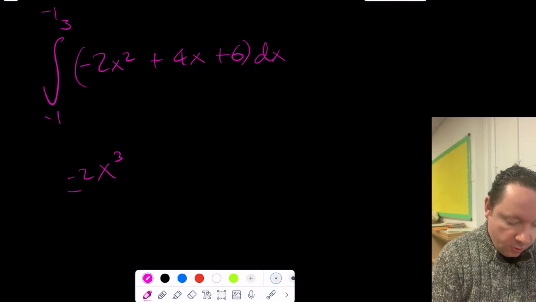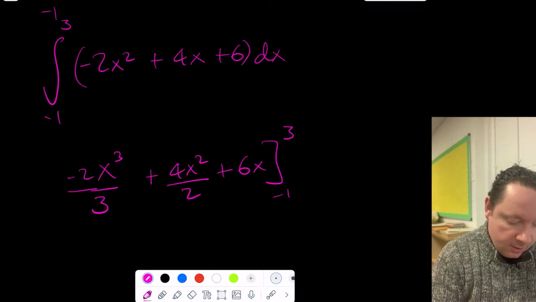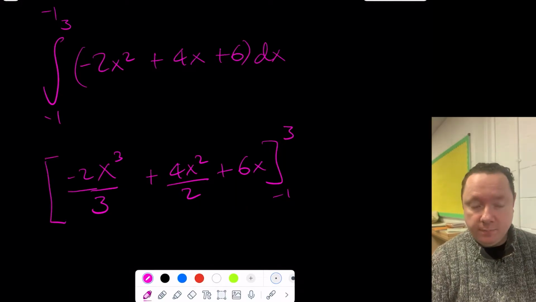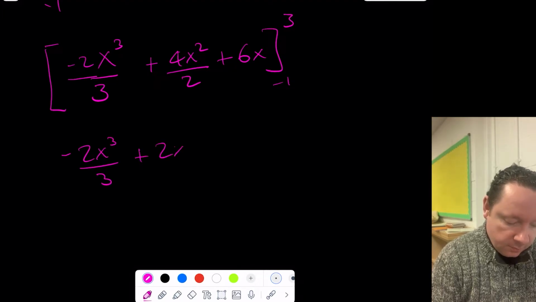Divide by the new power, so minus 2 over 3, or minus 2x cubed over 3, plus 4x squared over 2, plus 6x. That's going to be between minus 1 and 3. We'll simplify and tidy up first then. So that gives me minus 2x cubed over 3 plus 2x squared plus 6x.